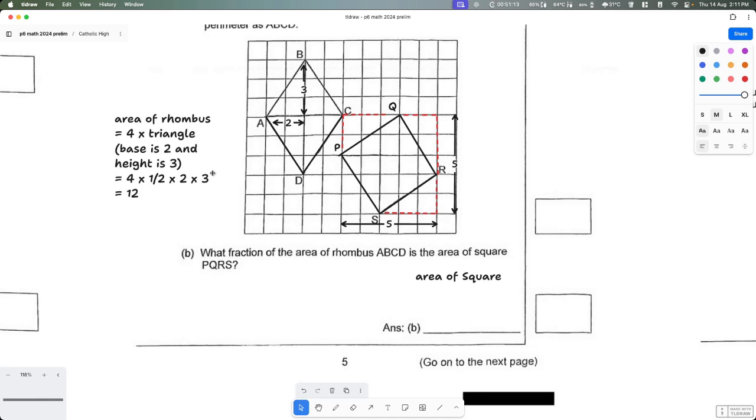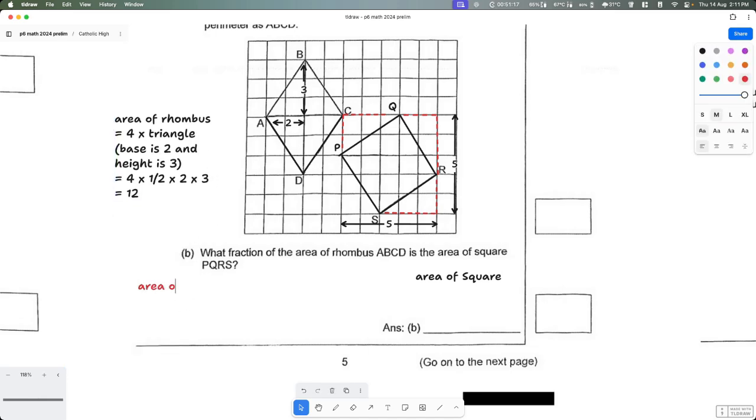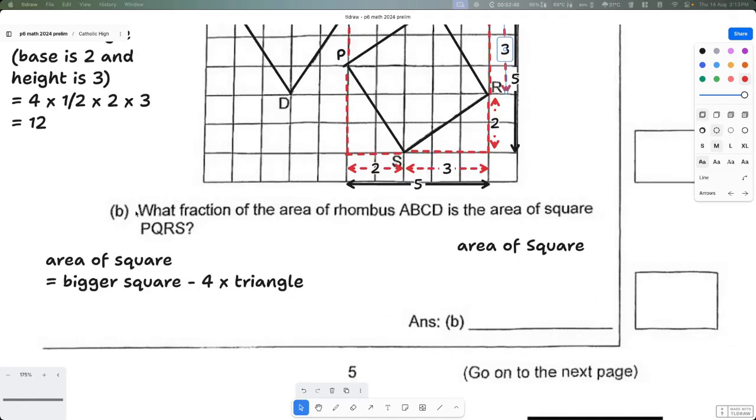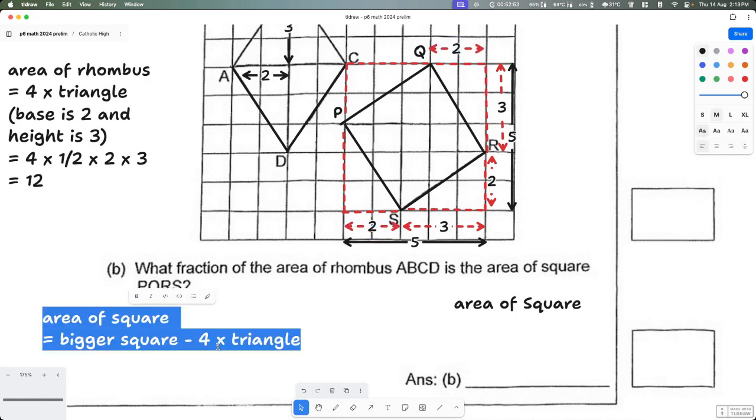Okay, all right. So area of rhombus, then we have area of square, which is basically bigger square minus 4 times triangle. Okay, so I'm just going to put all the numbers in. So you can see that the triangles are like this, right? And basically we just need to times the 4 times triangle.